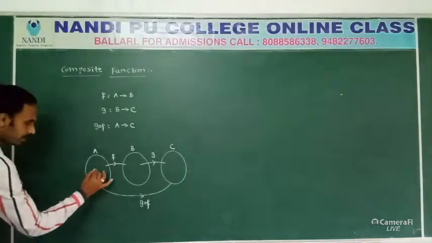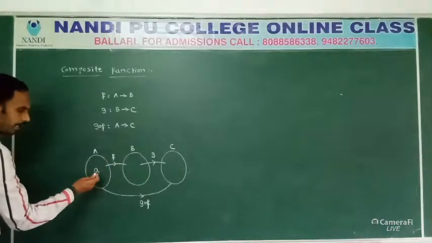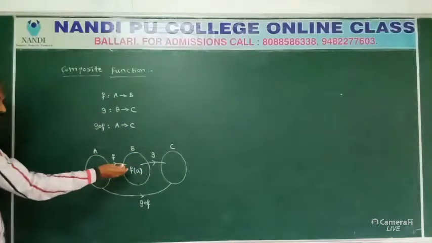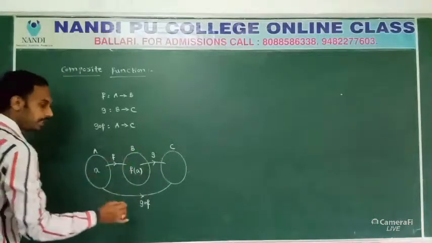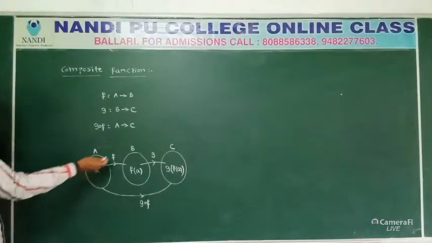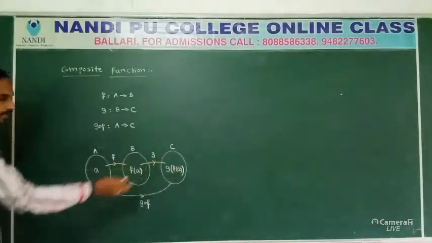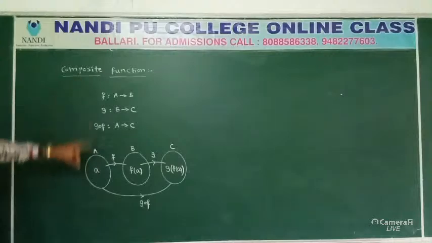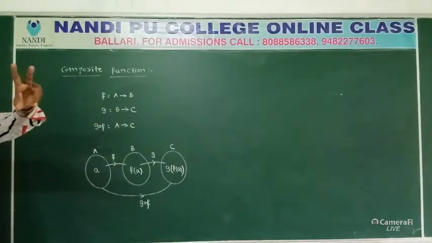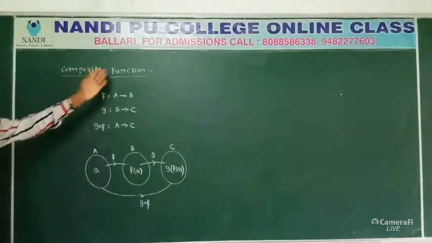Suppose we take one element in the first set, a belongs to A. Its image in B under f is f of a, so f of a belongs to B. The image of f of a under g is g of f of a. I take an element a, its image is f of a, and its image under g is g of f of a. This is the composition function diagram. If f from A to B and g from B to C are two functions, then g circle f from A to C is again a function. That function is called the composite function.